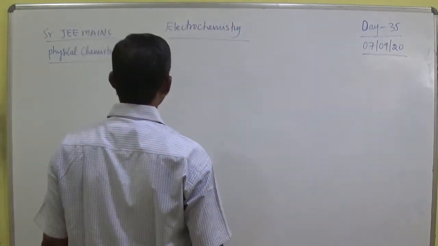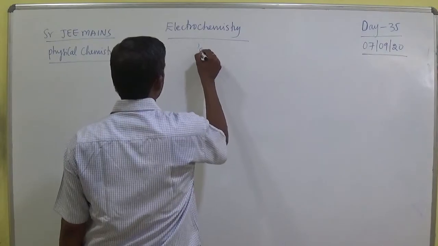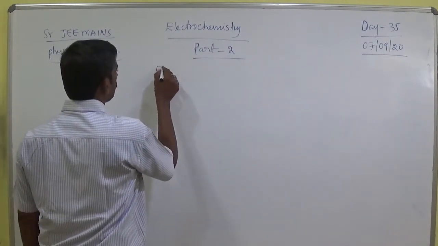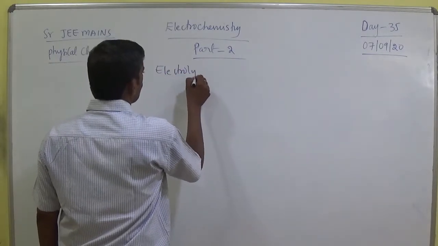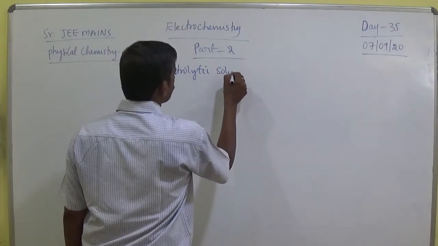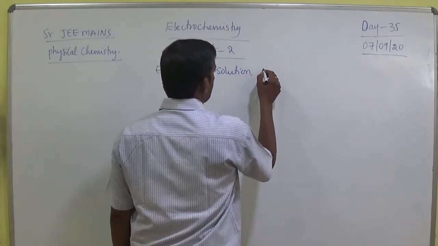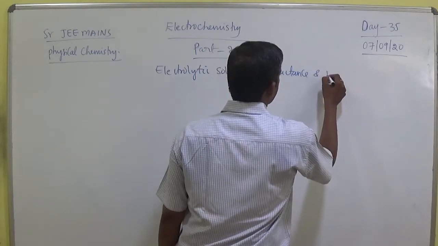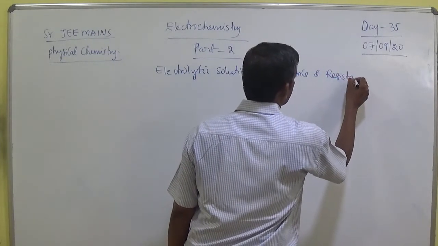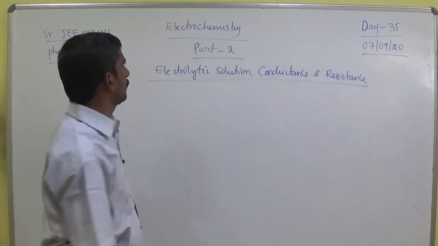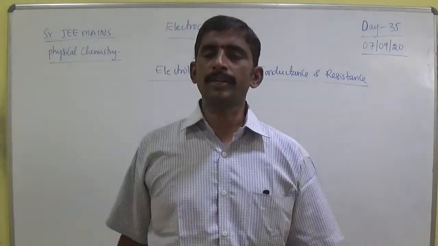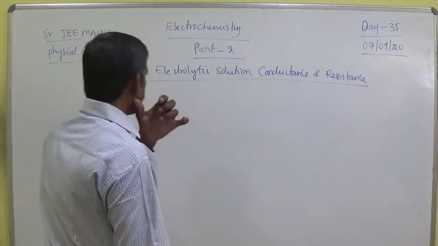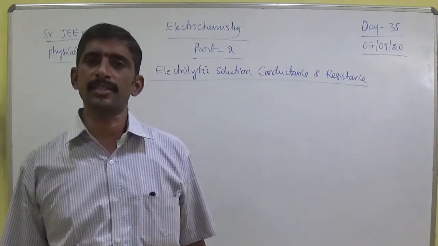Electrochemistry part 2: electrolytic solution, conductance and resistance. So these are electrochemistry part 2, electrolytic solution, conductance and resistance. Here definitions are also required, the main definitions.